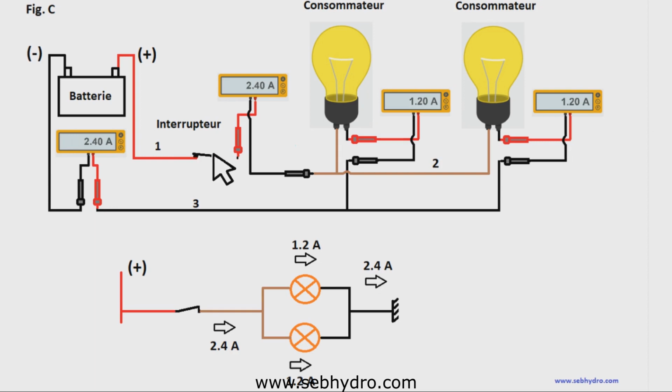When the switch is activated, we see that the input current, 2.4 ampere, divides into 2, 1.2 ampere each, because the consumers are identical. The output intensity remains equal to that of the input. If the consumers are different, the intensity divides inversely, for example 1 ampere and 1.4 ampere. But the output intensity remains equal to that of the input. It is Kirchhoff's current law.